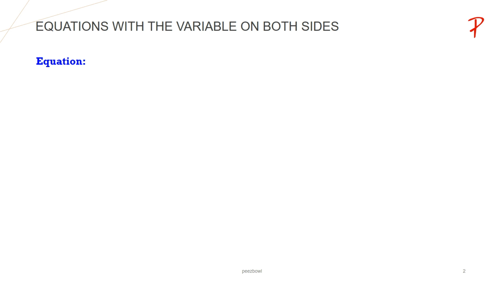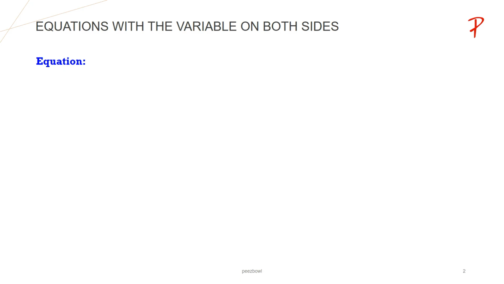Hi. In the earlier lesson, we solved equations where the variable appeared on just one side of the equation, right? But what if the variable appears on both sides? That's what we will learn today: how to solve linear equations with the variable on both sides.